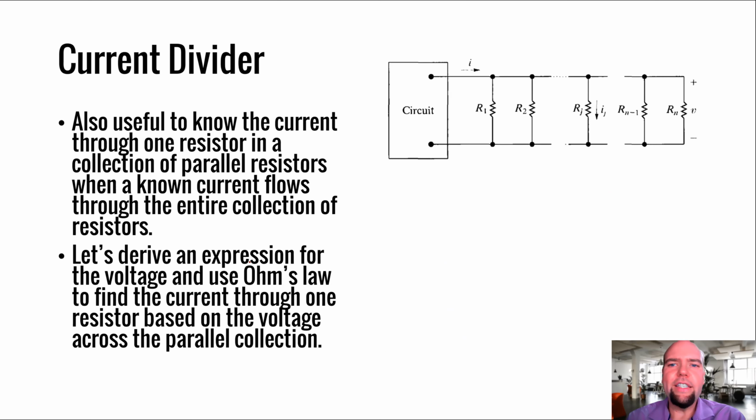Current divider is a similar technique, something we want to find with resistors in parallel. In the case of resistors in series, the current through them is kind of boring because it's all the same. And in the case of resistors in parallel, the voltage across them is kind of boring because it's all the same. But in the case of both voltage across resistors in series, which we just talked about, that's voltage divider, the current through a particular resistor in a parallel collection of resistors is also a very interesting thing for us to find. So in this case, we have a collection of resistors all in parallel. We have a known current flowing through all of them, and we want to know what's the current flowing through one of those branches in this parallel collection.